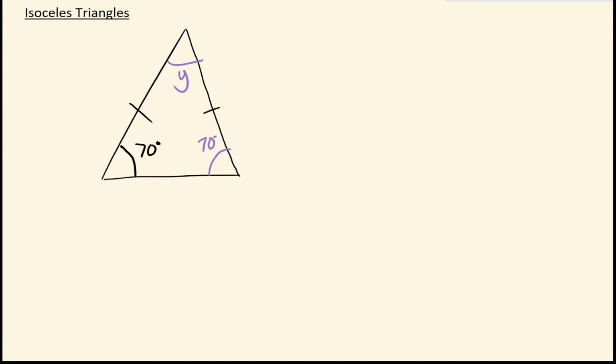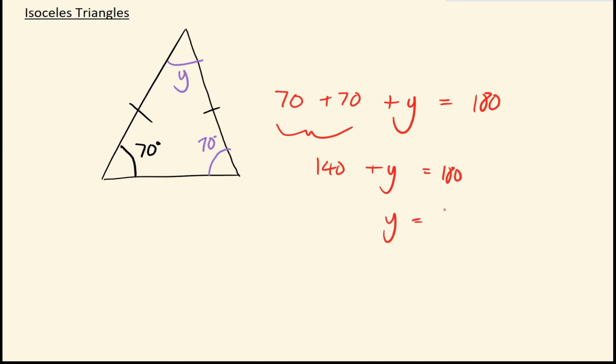Once we've found that out, we can then use that to work out the missing angle. So because this was 70, this was also 70, and now we can use the fact that angles in a triangle always add up to 180. So if we add together those two angles, it must equal 180. Add together the angles you know, and then take that away from 180. So 180 minus 140 tells me that y is going to be 40 degrees.